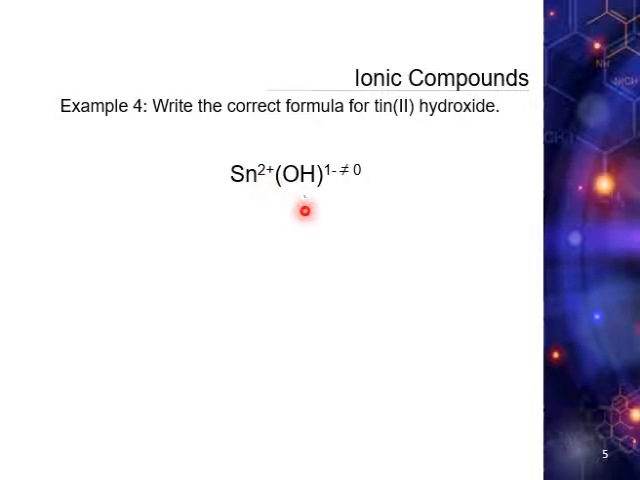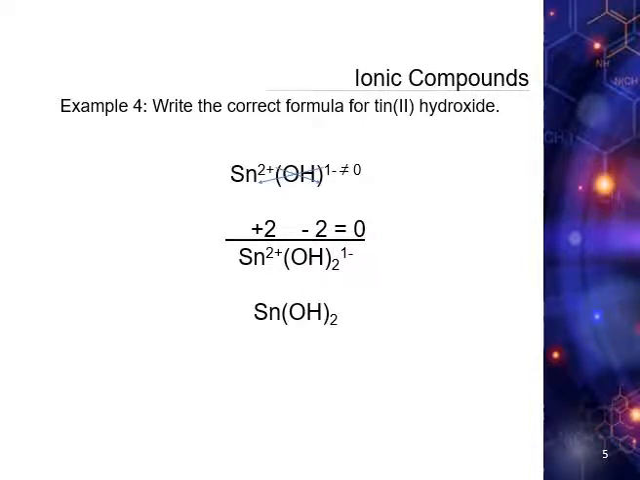A +2 and a -1 is not equal to 0. So you cross them down. You bring the 2 down and you bring the 1 down. We don't write a 1. And they're always positive when they become subscripts. 2 times a -1 is a -2. A +2 and a -2 is equal to 0. The correct formula is Sn(OH)2, with OH taken twice.